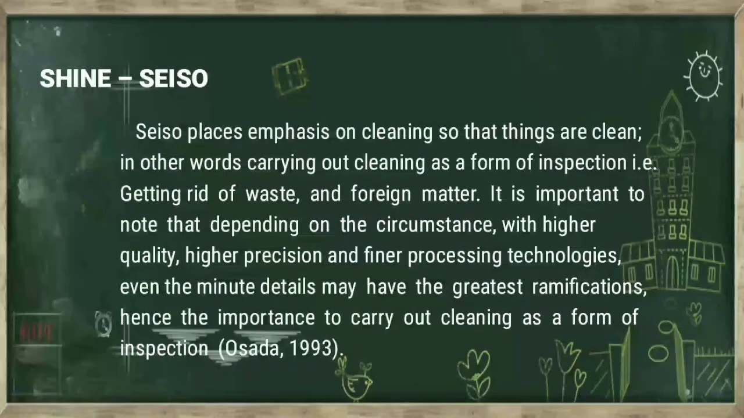Next one is shine or seiso. Shine in English and seiso in Japanese. Seiso places emphasis on cleaning so that things are clean. In other words, carrying out cleaning as a form of inspection, for example, getting rid of waste and foreign matter. It is important to note that depending on the circumstance, with higher quality, higher precision, and finer processing technologies, even the minute details may have the greatest ramifications, hence the importance of carrying out cleaning as a form of inspection.